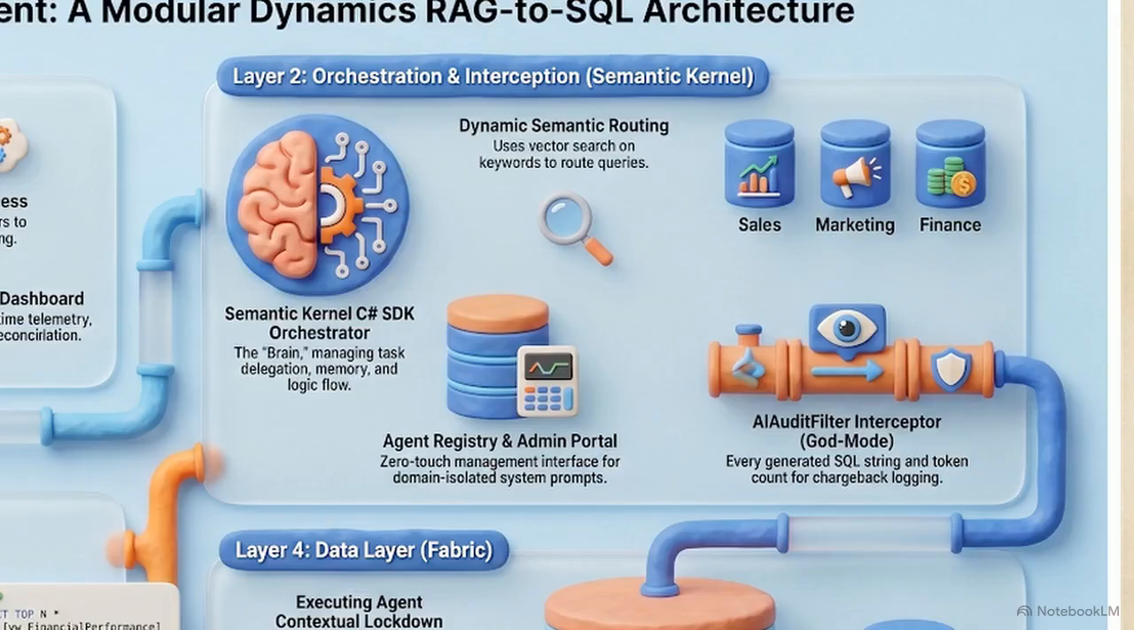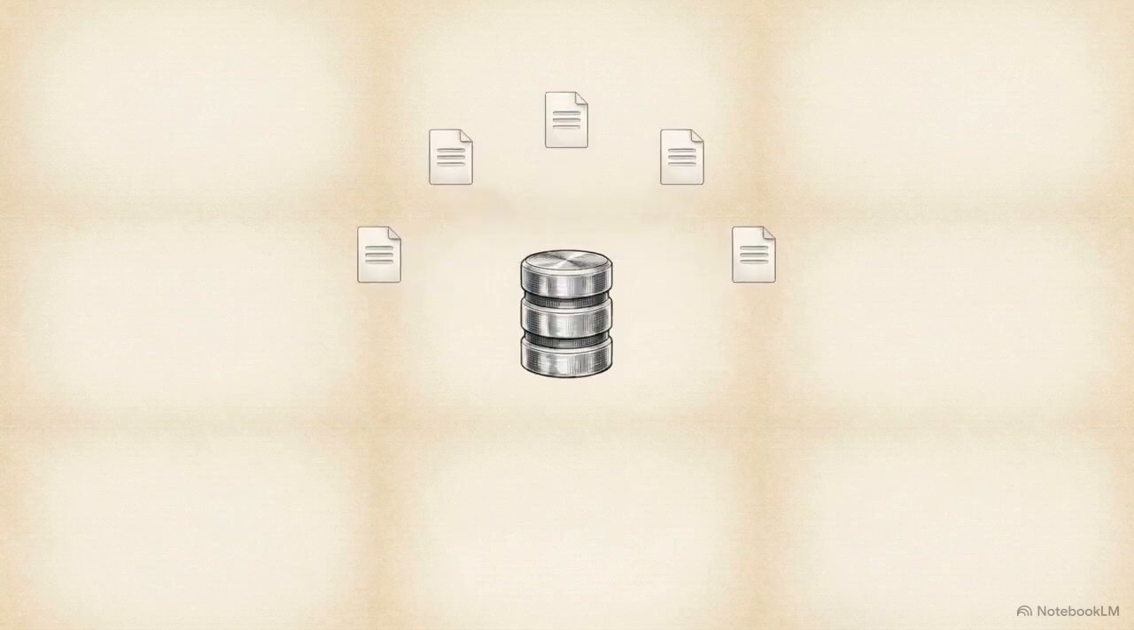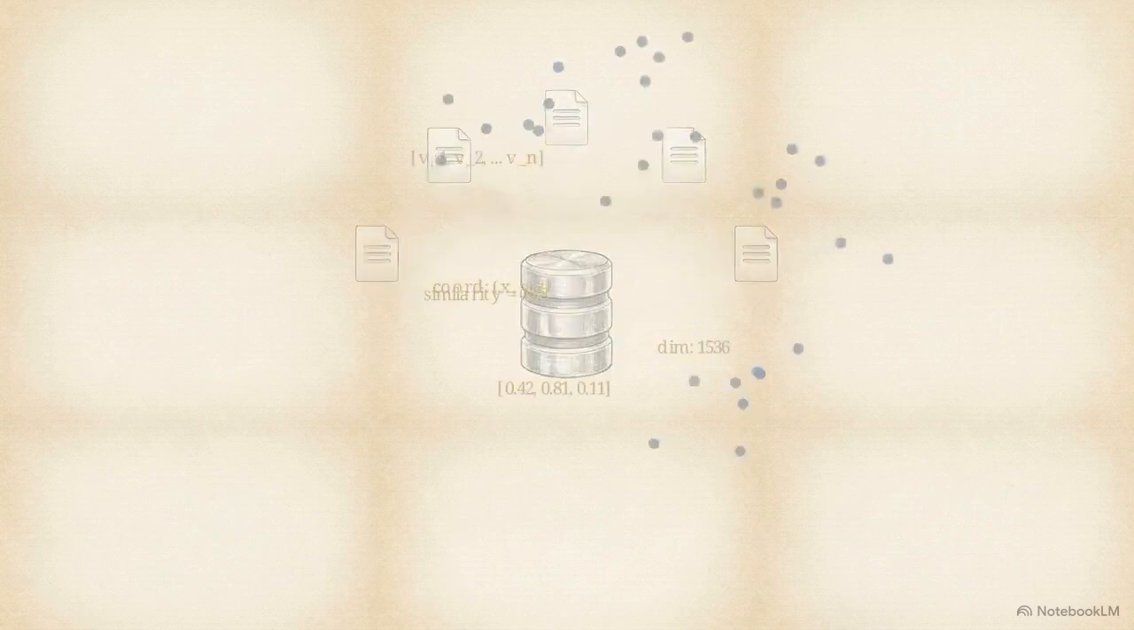This is layer 2. Here, the Semantic Kernel C# SDK acts as the central orchestrator, functioning as the primary routing engine. Upon receiving the query, the orchestrator checks the agent registry database to determine which specialized domain agents are active and available. It uses a volatile memory store to pull the database schema definitions for these agents and dynamically converts them into a searchable vector index.